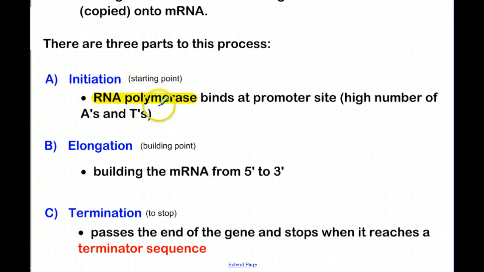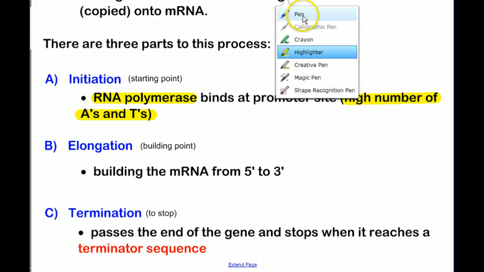This smart little enzyme binds to a site that we call the promoter site, and it recognizes this site by the high number of adenines and thymines. So remember, these are two nitrogenous bases that we talked about. In your segments of DNA before a gene begins, you're going to have an area where you have a high concentration of A's and T's. And I'll tell you why.